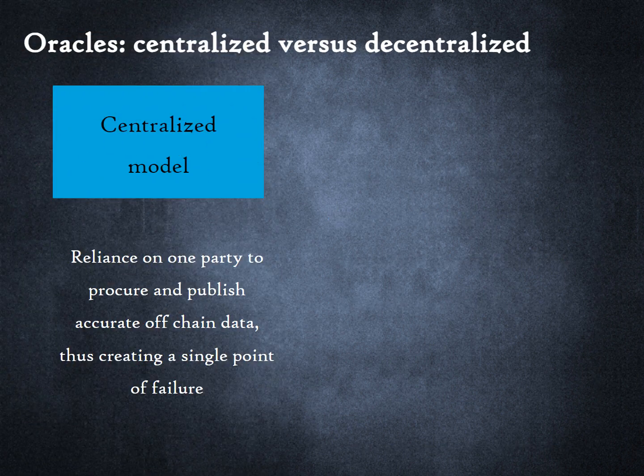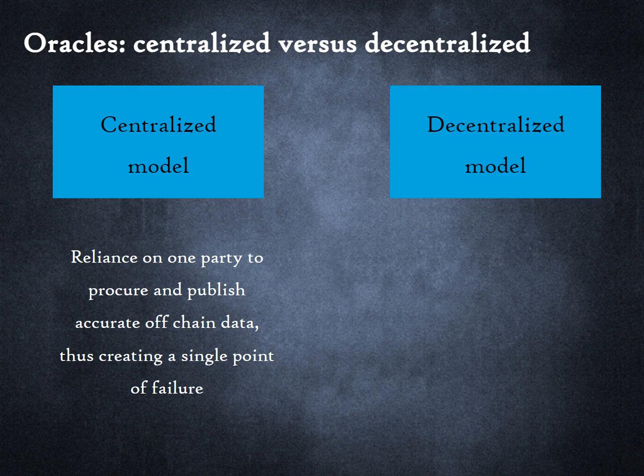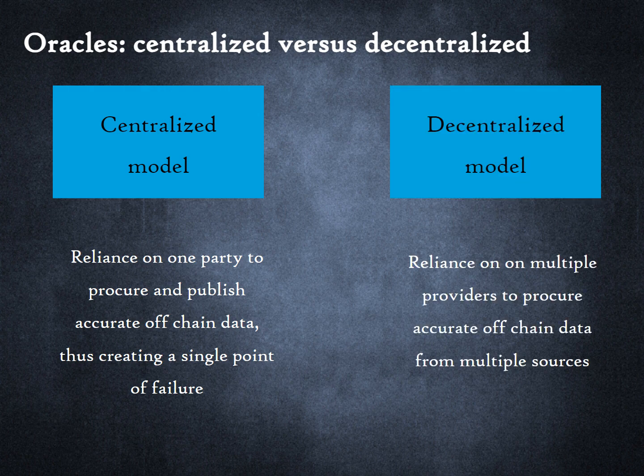The example that we just reviewed is a centralized service provider model where smart contracts rely on one party to procure and publish accurate off-chain data, thus creating a single point of failure. In our example, if Truthful procured or published incorrect data, there is no backup plan. An alternative to a centralized model is a decentralized oracle network that relies on multiple providers to procure accurate data from multiple sources.